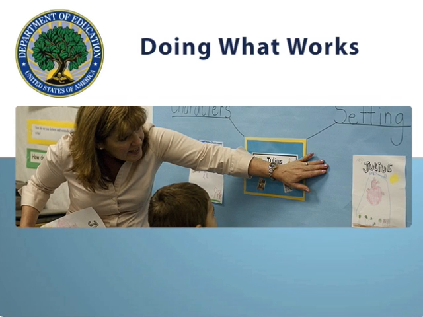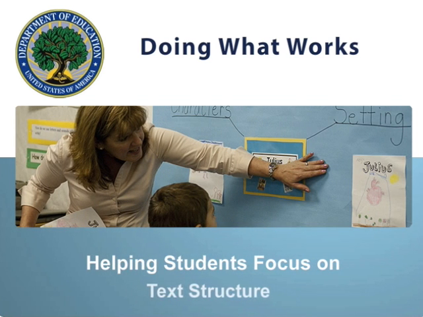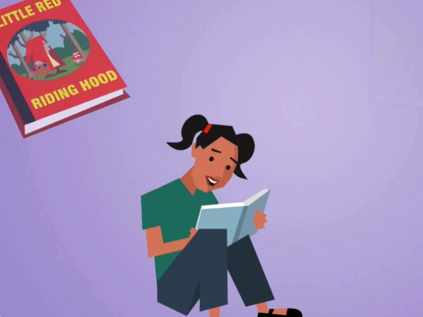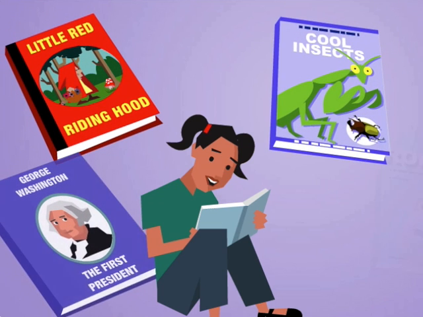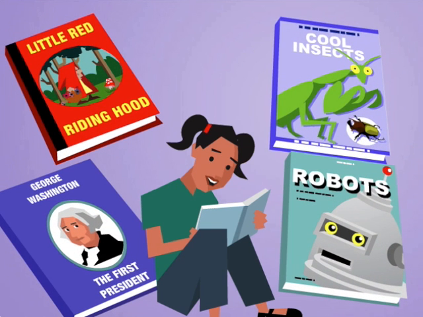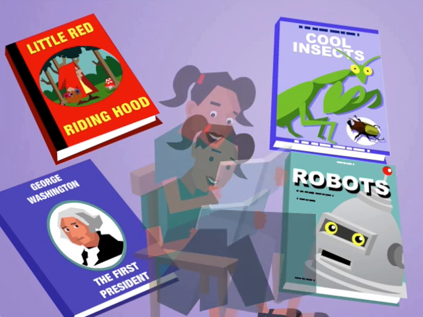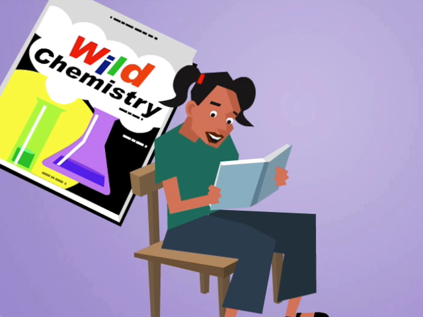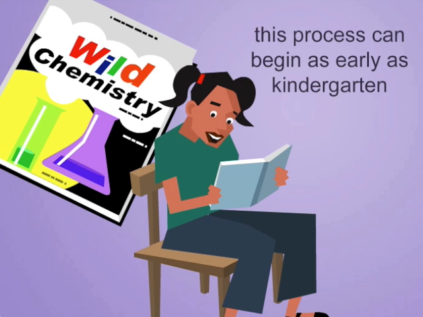Welcome to the overview on helping students focus on text structure. Helping students understand how different types of texts are structured can greatly improve their reading comprehension. As students gain a firm grasp of narrative and informational text structures, they can apply that knowledge when they approach more advanced materials. This process can begin as early as kindergarten.